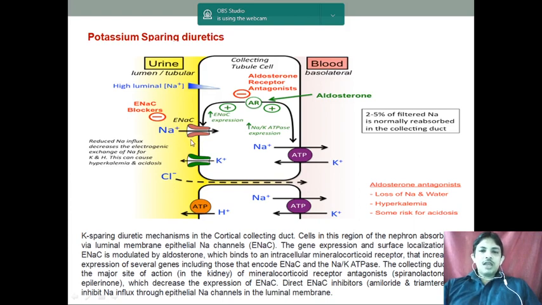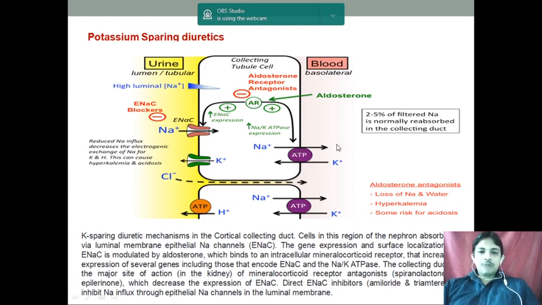If the expression of this sodium channel is there, more sodium from the lumen will enter into the collecting duct. Similarly, when aldosterone binds to the aldosterone receptor, it will increase the reabsorption of water by initiating the sodium potassium ATPase.